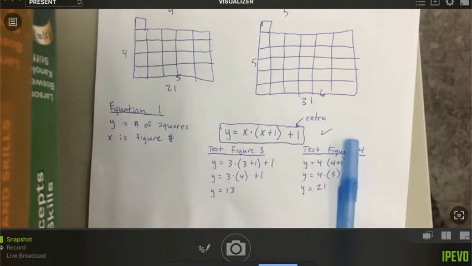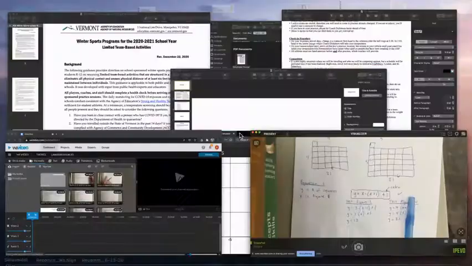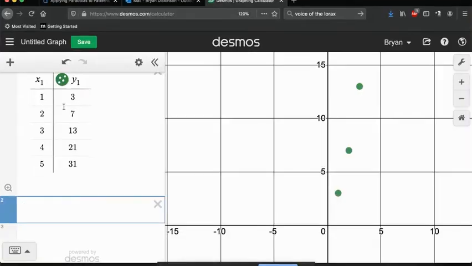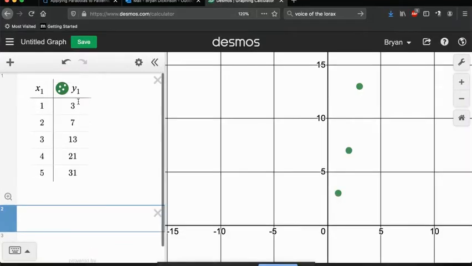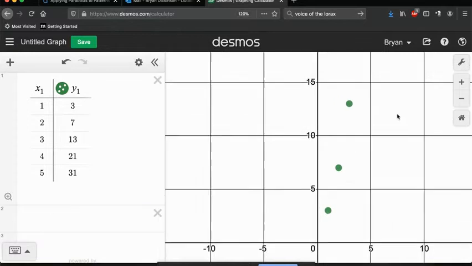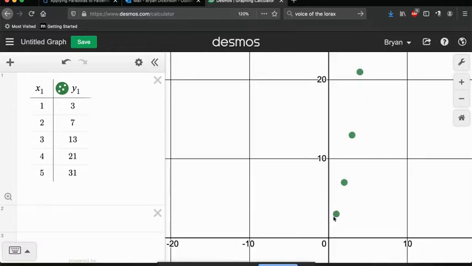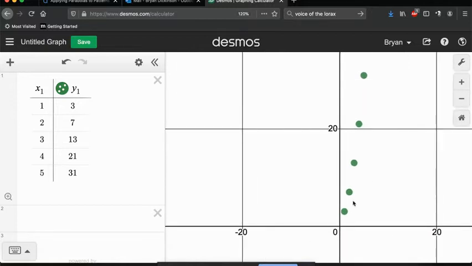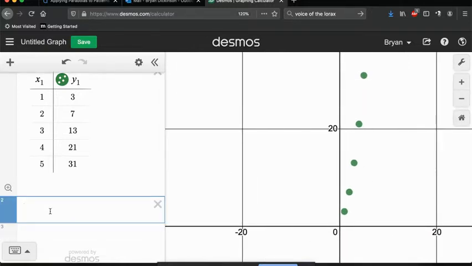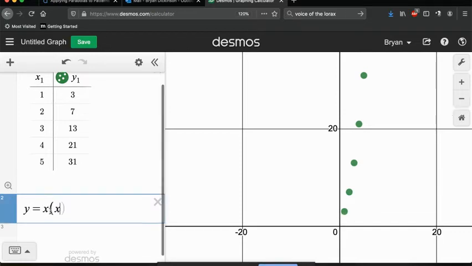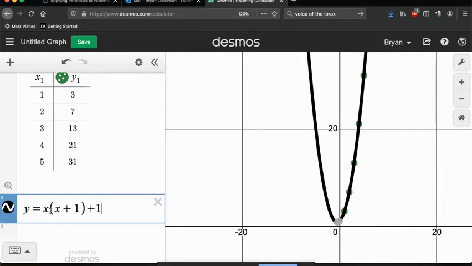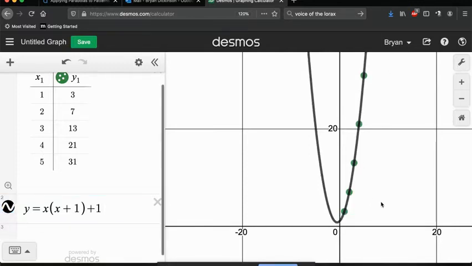And if we head to a graph, all I did was put the figure number with the number of squares. So now I can see all those points graphed. You'll see that there's a curve. And so that further backs up that we're going to have a parabola. And now I'm just going to type in that equation: x times (x plus 1) plus 1. And sure enough, that equation goes through all the points, and that's just verifying that this is correct.